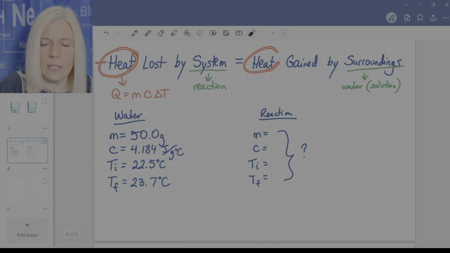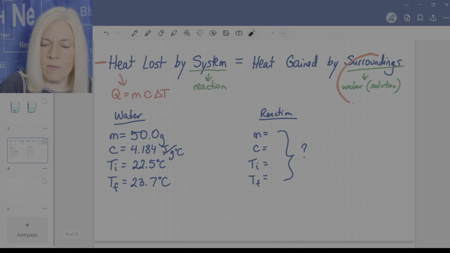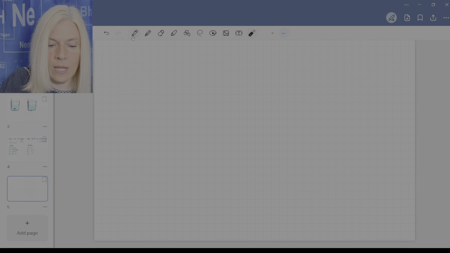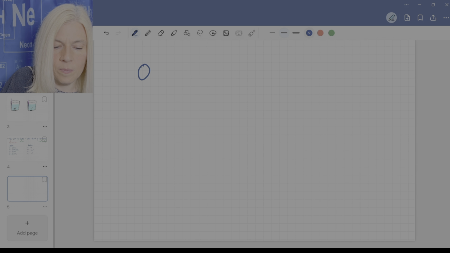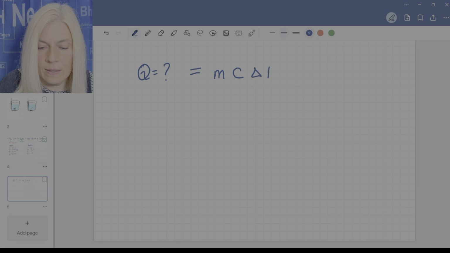Heat is heat. If I calculate the heat gained by my surroundings, this reaction must have lost that same amount of heat. I don't need to know all of this, right? So let's do that. Heat lost by my system, I'm going to say, is a question mark. That's my q. But heat gained by surroundings, that's my water, m c delta T.